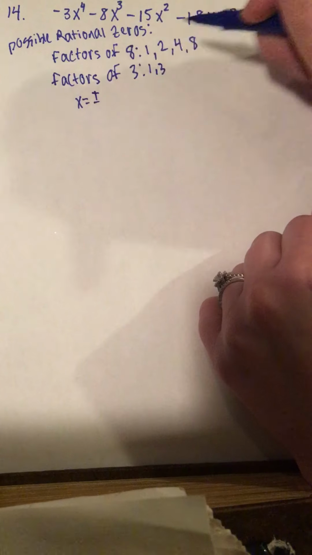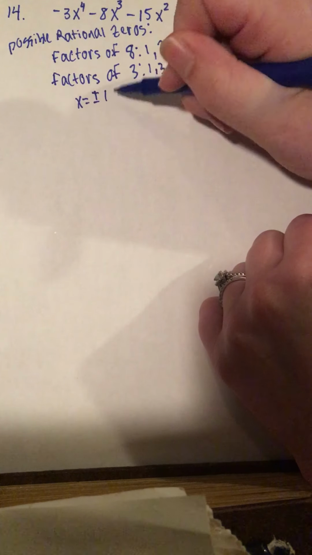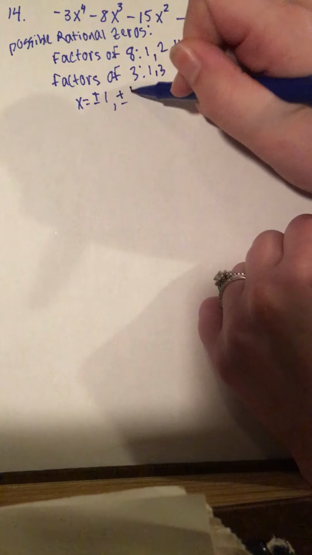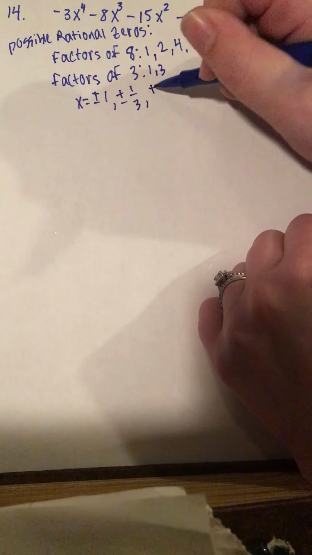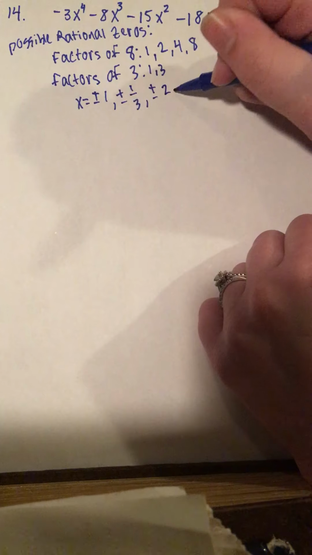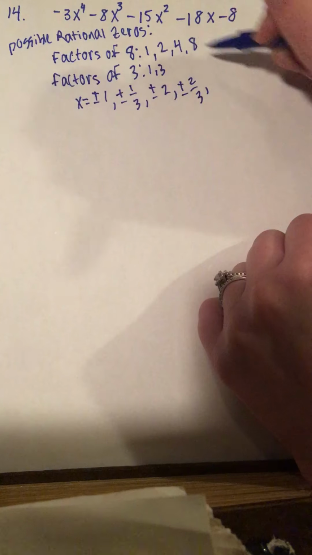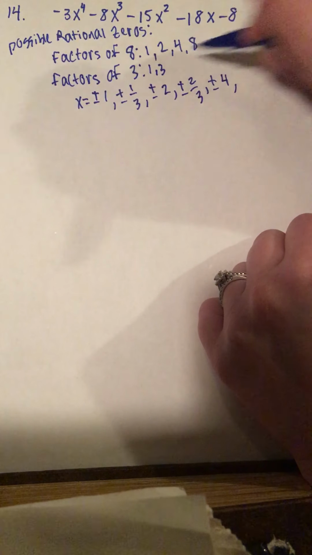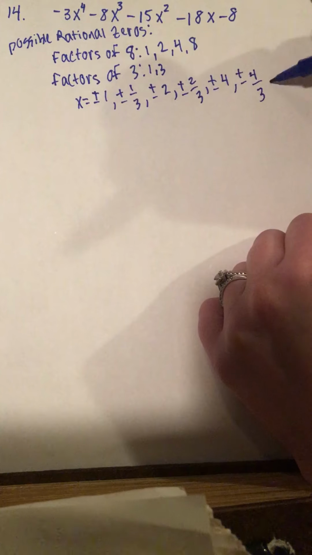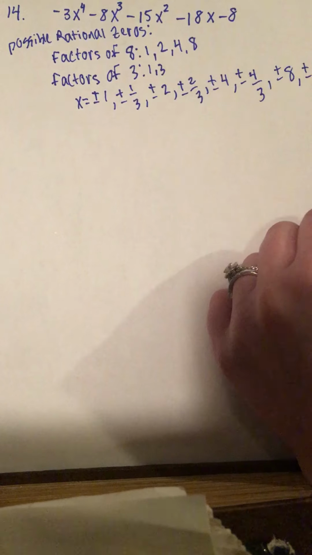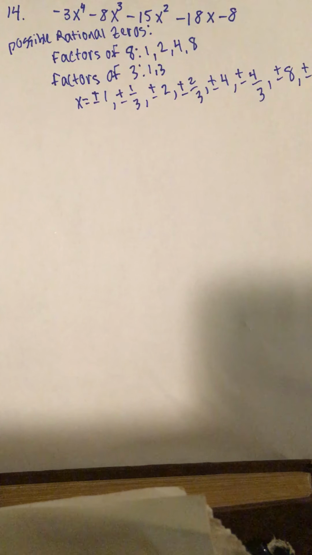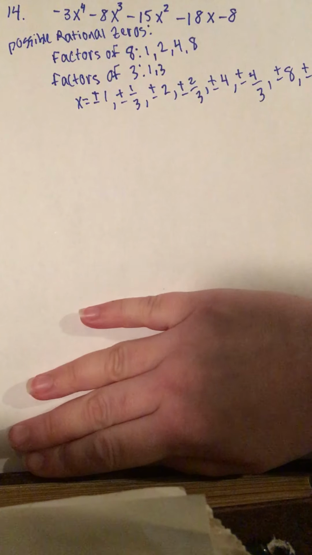So plus or minus 1 divided by 1, which is 1, plus or minus 1 divided by 3, it's 1/3, plus or minus 2 divided by 1, which is 2, plus or minus 2 divided by 3, is 2/3, plus or minus 4, plus or minus 4/3, plus or minus 8, and then plus or minus 8/3. All right, so now let's graph it. Look at the calculator and see which of these actually does work.